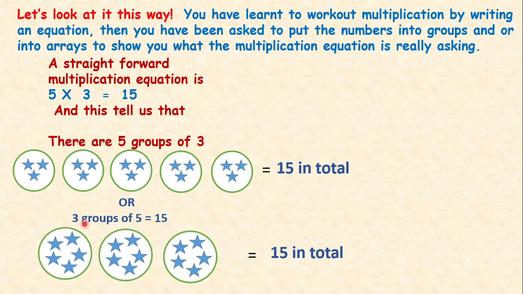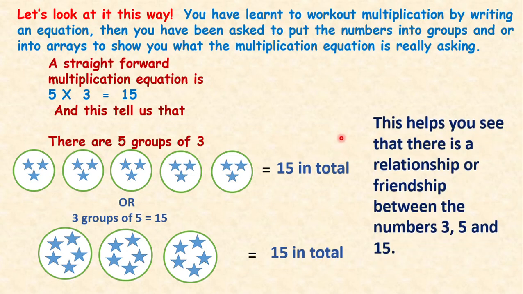Or we can also write it as 3 groups of 5, and that is 15 in total. This helps you see that there is a relationship, or friendship, between the numbers 3, 5, and 15.